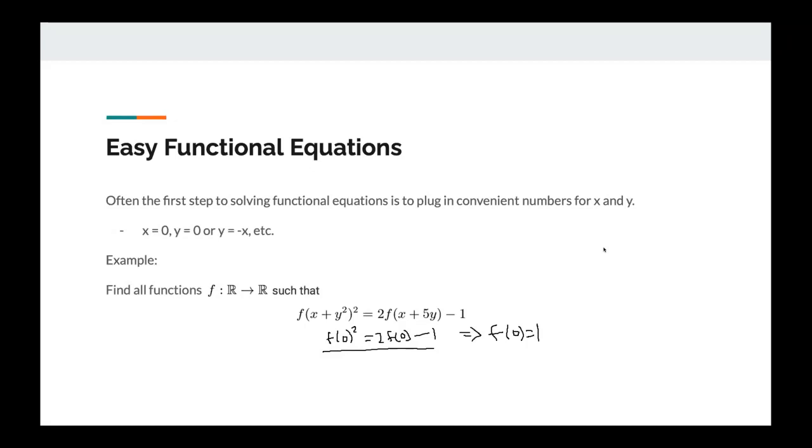So now you're thinking, okay, what if we want to expand this? What if we plug in y equals something? Well, the 5 seems rather arbitrary. So what if we plug in y equals 0? Well, if we plug in y equals 0, we just get f of x squared equals 2 f of x minus 1. And this similarly shows you that f of x equals 1.